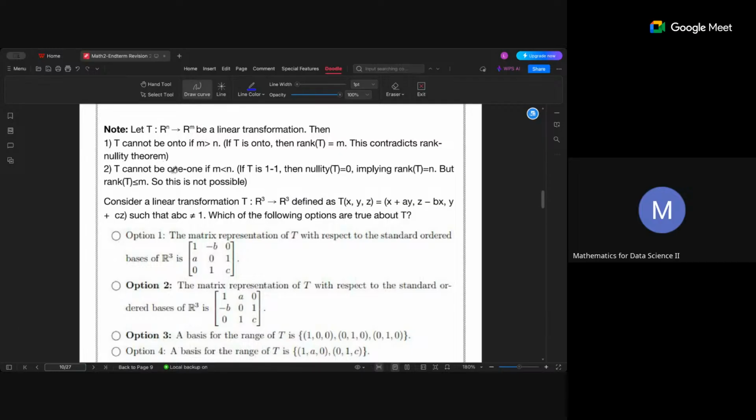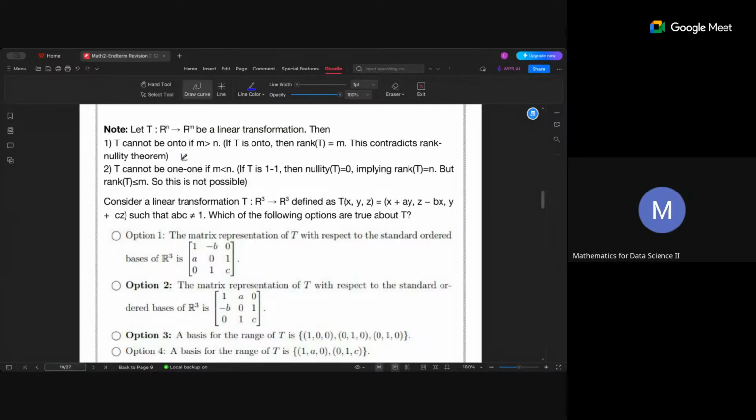In the same way, T cannot be 1 to 1 if m is less than n. Why? If m is less than n, what happens when T is 1 to 1? Nullity is 0, implying rank of T is equal to n. But rank of T is less than or equal to m, and n is bigger than m. So this is also not possible. So these are some scenarios from which you can tell the answer without even computations.